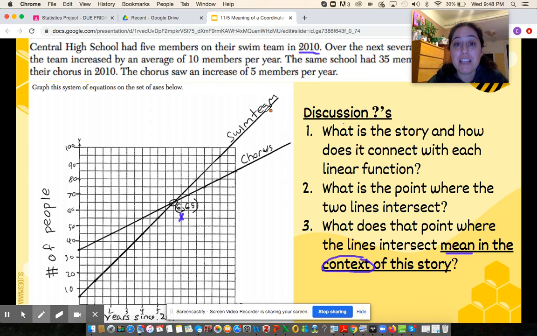Both the swim team and the chorus had, and now what does the Y mean, right? What does this 65 mean? I look at the Y axis, 65 people on the team, right? So 6 years after 2010, the chorus and the swim team both had 65 members on their teams. Okay. All right, so that is it.